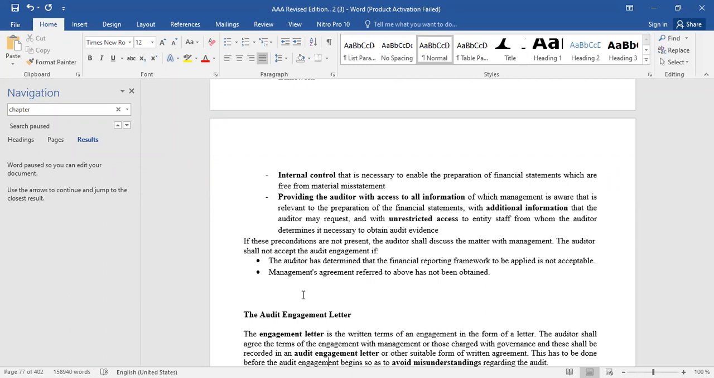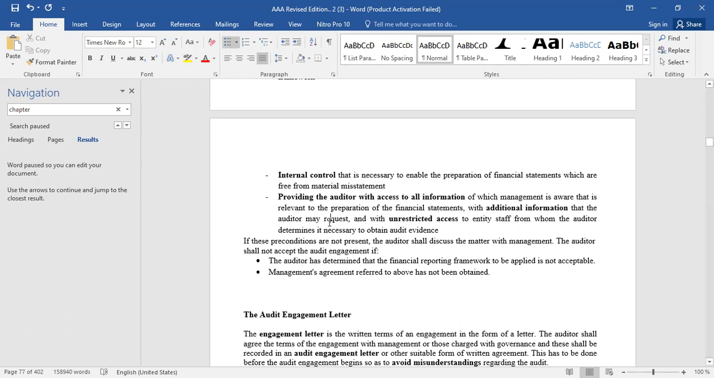Okay, any other thing that you feel is a responsibility of the management when it comes to financial statement audit? You are currently the only person in this conference. What are other responsibilities? Can somebody tell me one of the responsibilities apart from these ones?